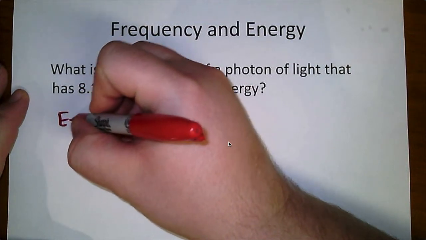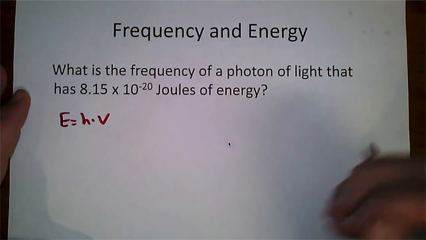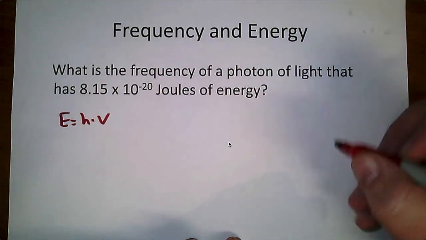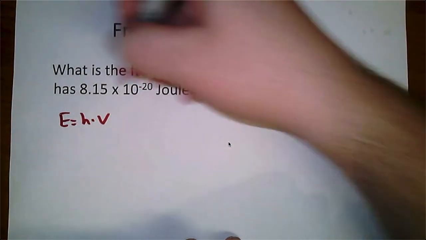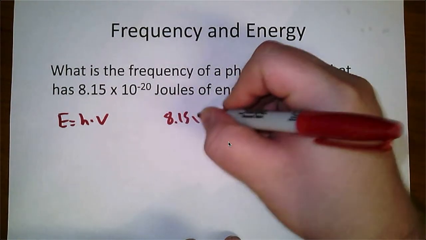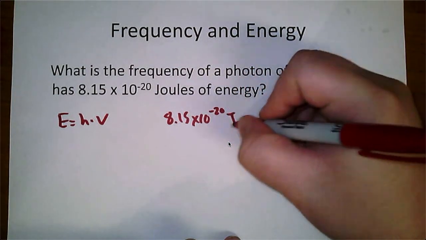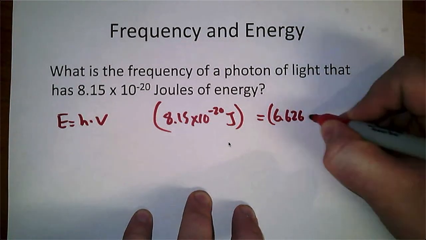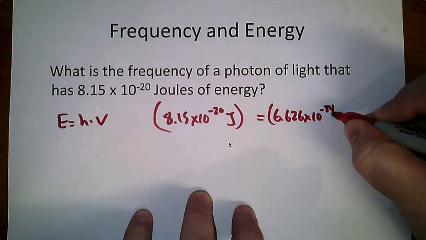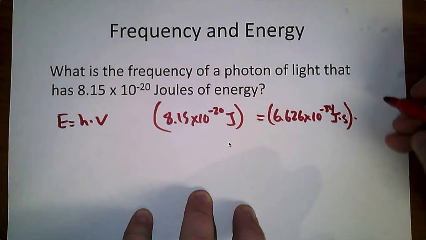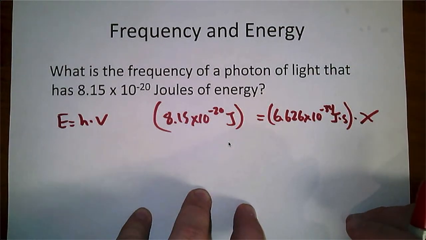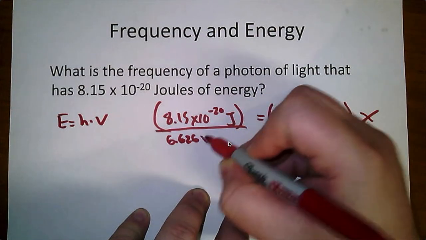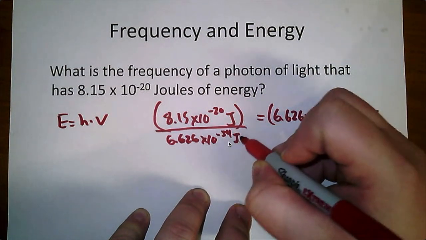Okay, so E equals Planck's constant times the frequency. Planck's constant is 6.626 times 10 to the power of negative 34 joule seconds. I know the energy here, so I'm going to just take this number and plug it straight in. 8.15 times 10 to the power of negative 20 joules is equal to Planck's constant, 6.626 times 10 to the power of negative 34 joule seconds, times frequency. I don't know that, x. Divide both sides by Planck's constant, 6.626 times 10 to the negative 34 joule seconds.